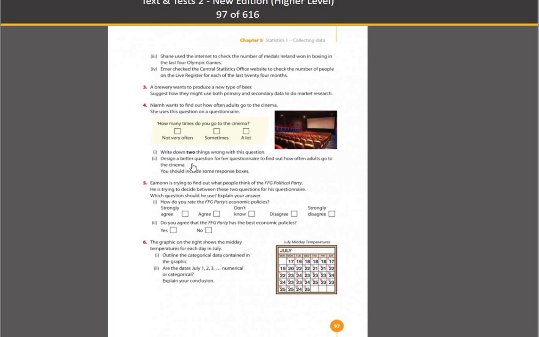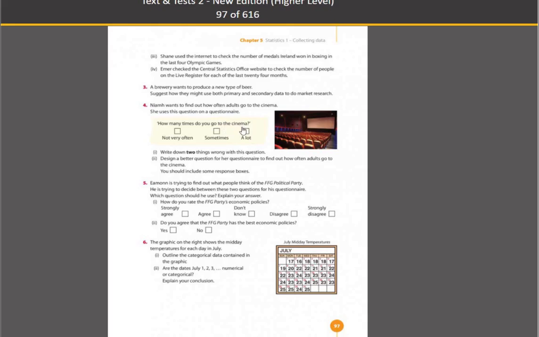So a better question would be, and we want to include what we're saying with our answers, so you should include some responses in your boxes. If you go to the cinema, how often would you go, and include a time frame?